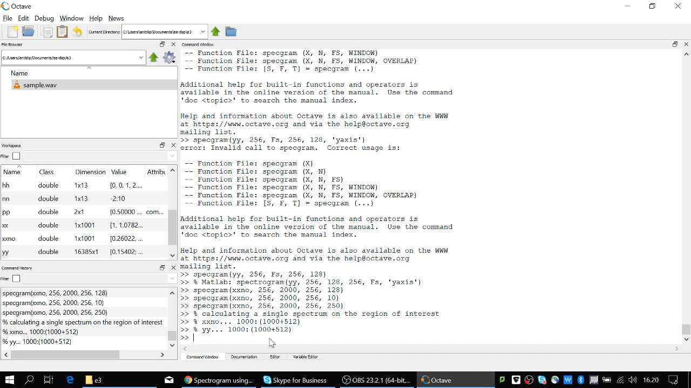Okay, so first the region of interest, I will just mark it II equals from 1000 to 1000 plus 512. So this is my region of interest in indexes.